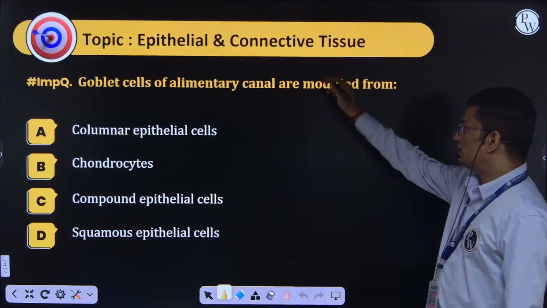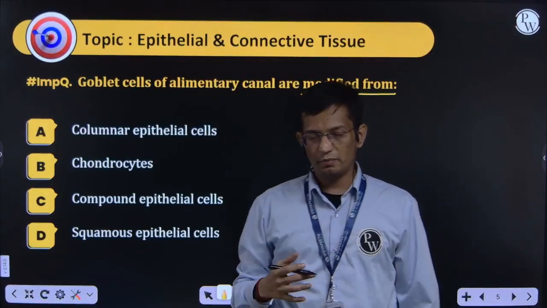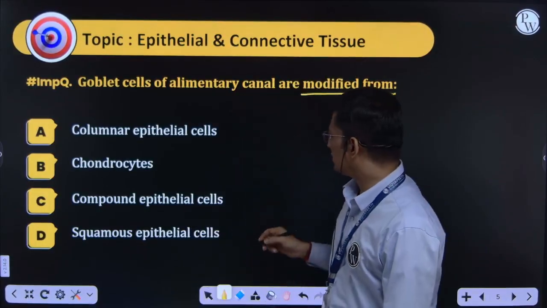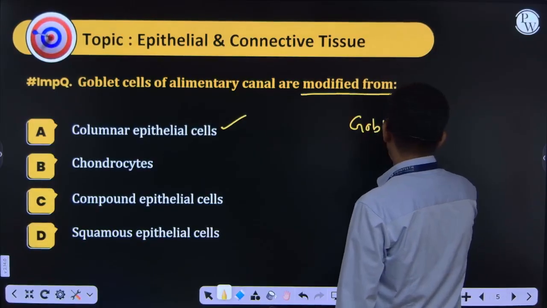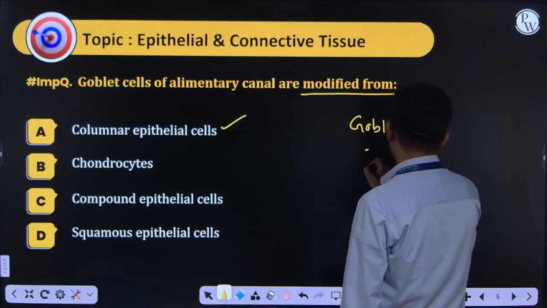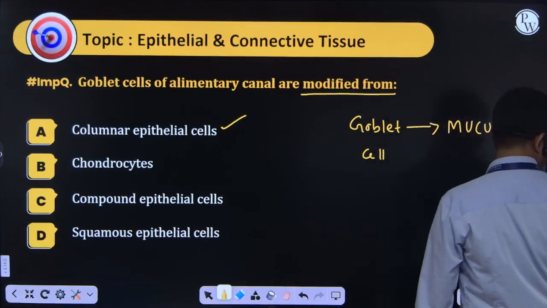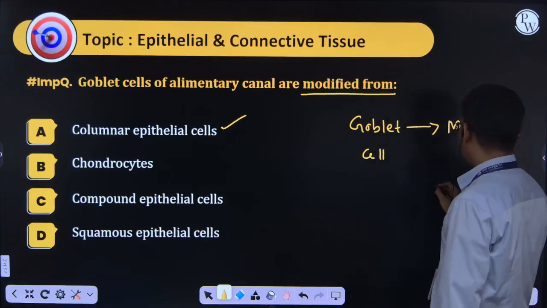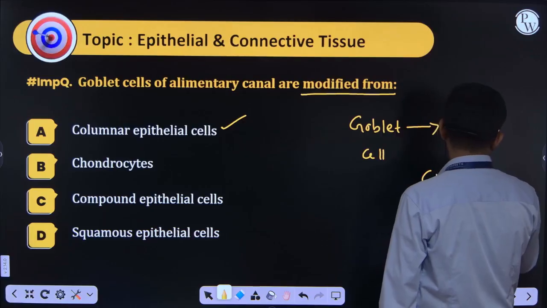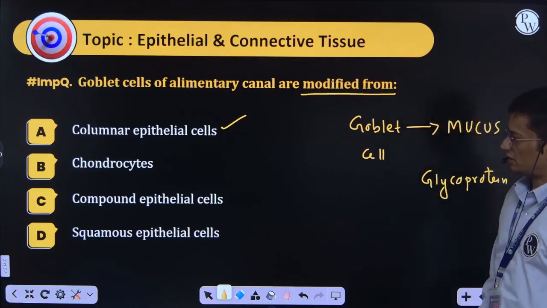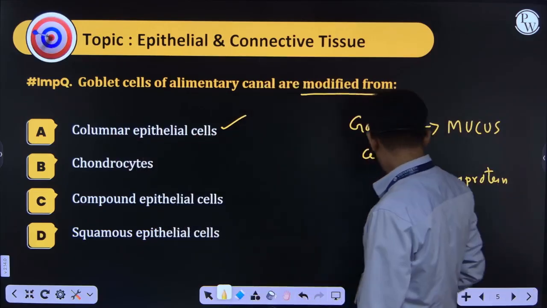Goblet cells. Goblet cells of the alimentary canal are modified from where? Goblet cells are unicellular columnar cells. Okay, columnar epithelial cells. These goblet cells will produce mucus. So mucus is the secretion of goblet cell, and this mucus is glycoprotein in nature. So the chemical nature of mucus is glycoprotein, and it is unicellular. Which epithelial cell is it derived from? Columnar cells.